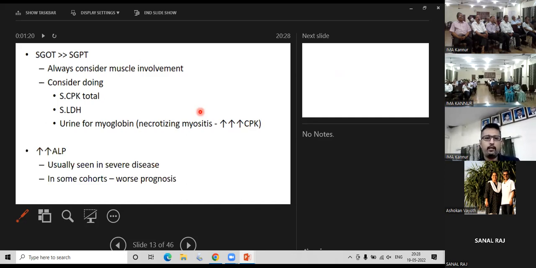Another thing from clinical experience that we have seen in our institutes is that patients with a high ALP, especially in SLE, tend to have a very bad prognosis. They tend to have severe disease, GI vasculitis, GI involvement, and they tend to have a bad prognosis.